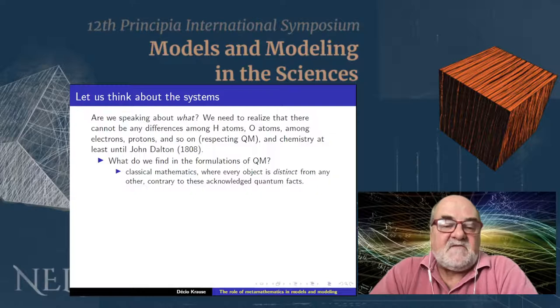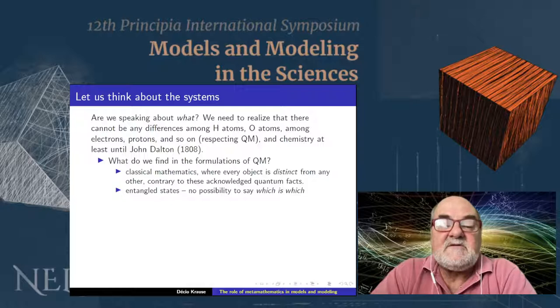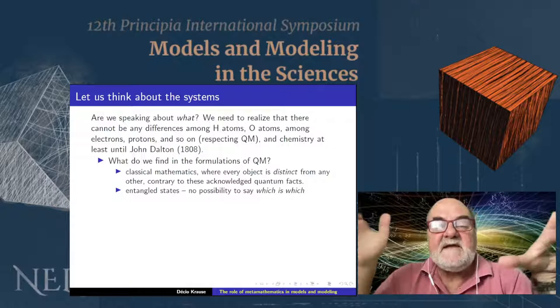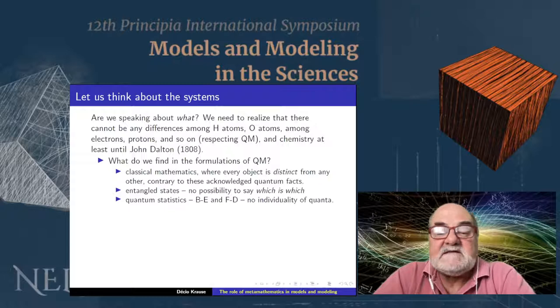What do we find in the formulations of quantum mechanics? Classical mathematics, where every object is distinct from any other, contrary to these acknowledged quantum facts, that is, all hydrogen atoms are perfectly alike, and so on. These are completely against standard mathematics. The same example comes from entangled states. There is no possibility to say which is which. Quantum statistics, already mentioned by Romney and Jonas, Bose-Einstein statistics and Fermi-Dirac, there is no individuality of the quanta.